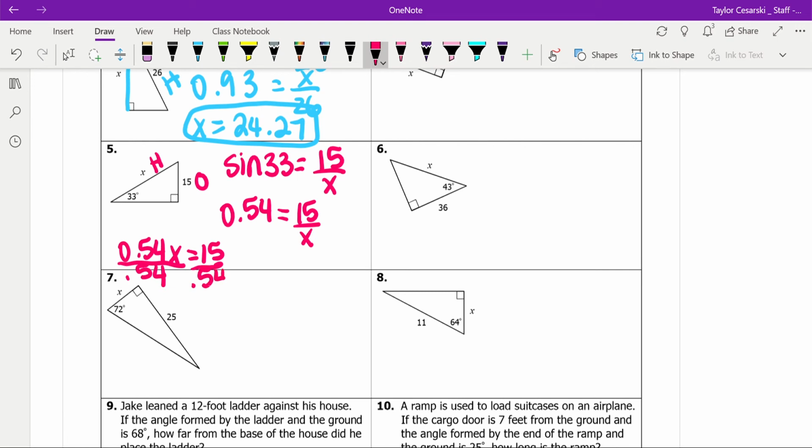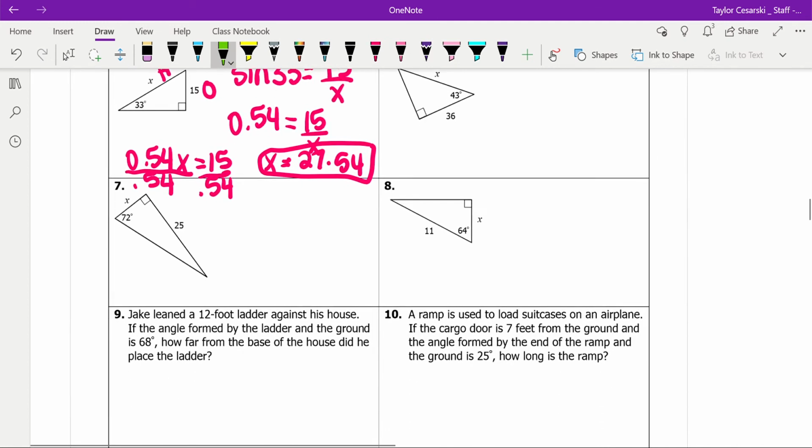But remember, in your calculator, you don't want to retype that 0.54. Either do that second negative or just scroll up in your calculator. So 15 divided by 0.54639035. And you should get x equals 27.54. Okay, so a couple extra steps if x is on the bottom.